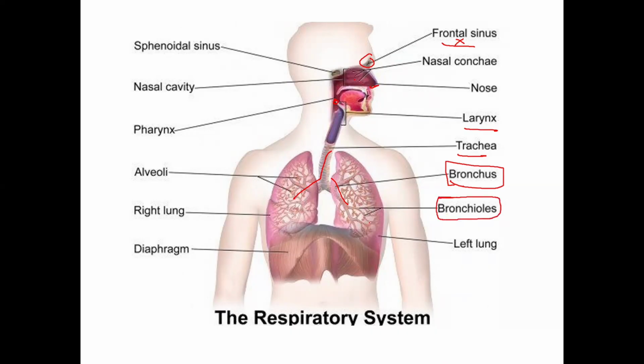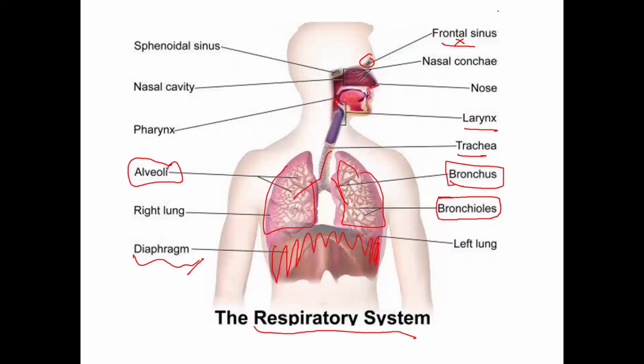Then the terminal ending of the bronchioles is called alveoli. Then there's the right lung and the left lung, and the special muscle that helps in breathing is called the diaphragm. This entire part makes the pulmonary system, or we can say respiratory system.